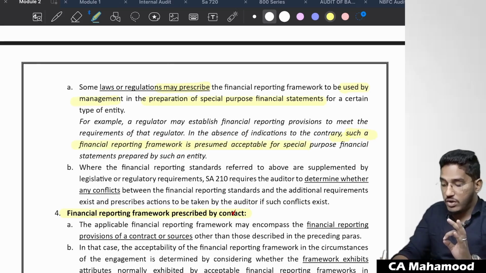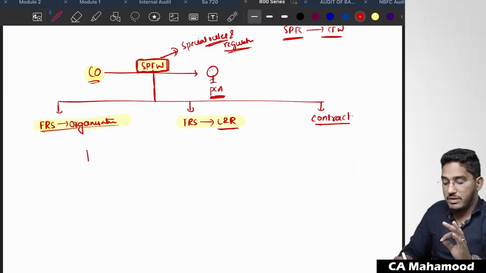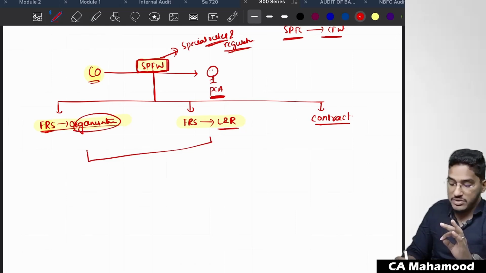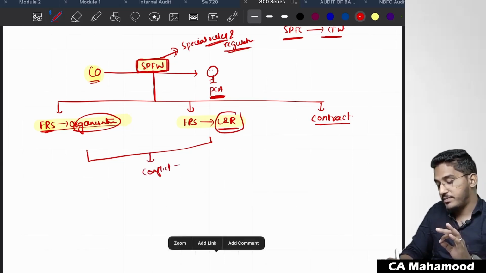In case law or regulation have given you those rules and regulations, then also it is deemed to be acceptable. See, sometimes what will happen is there will be conflict between the financial reporting standards given by some organization and the financial reporting standards given by law or regulation. Sometimes there will be conflict between the two. In that case, what will happen? That conflict needs to be resolved.